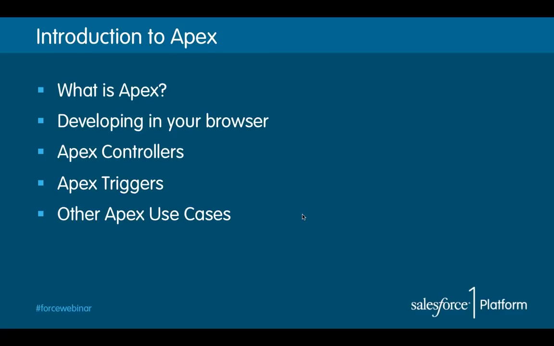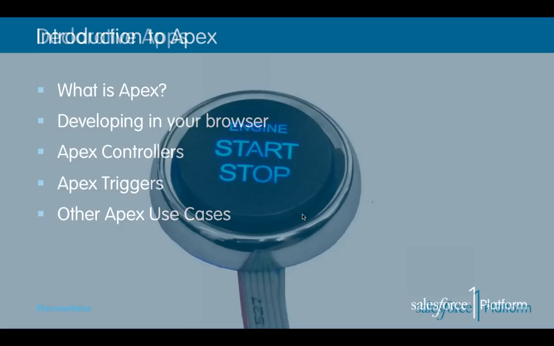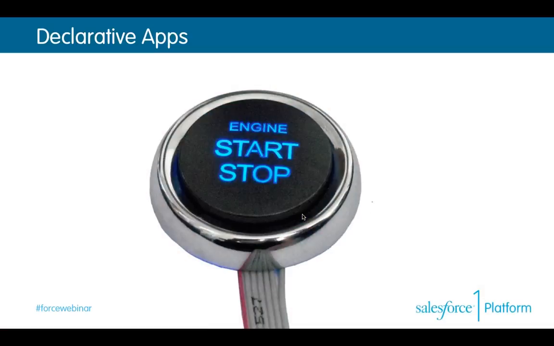All right, our agenda today. We're going to be talking about what is Apex. When I say the word Apex, what exactly do I mean? What is the programmatic language? What does it look like? How you can develop Apex within your browser using our developer console. We are going to do a deeper dive into two of the most common use cases for Apex, one being controllers, and the other one is our event-based logic called Apex triggers. And then finally, I'm going to do an overview of some of the other Apex use cases that might come up, even if we don't have time today to really dig into some of the code samples for those.